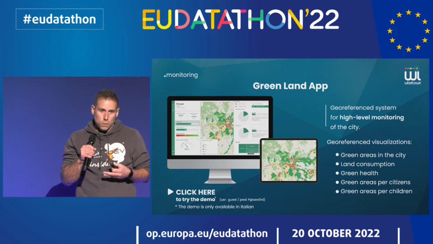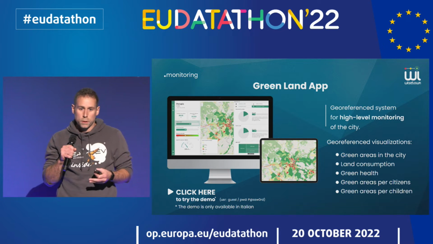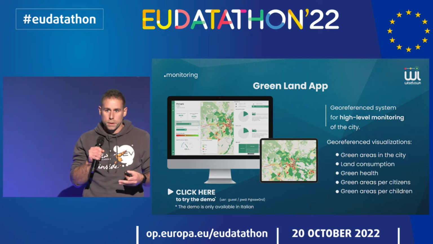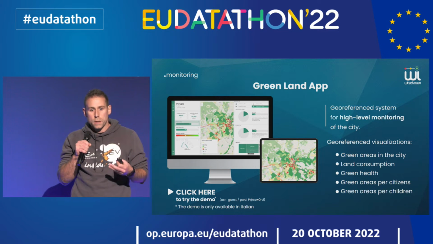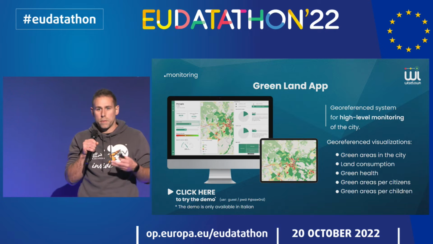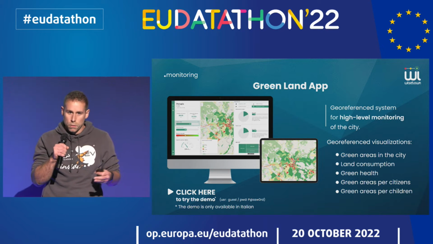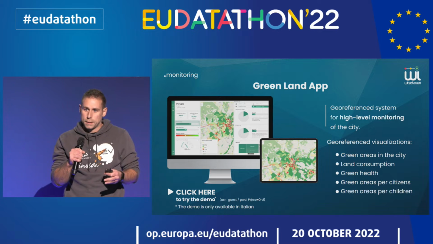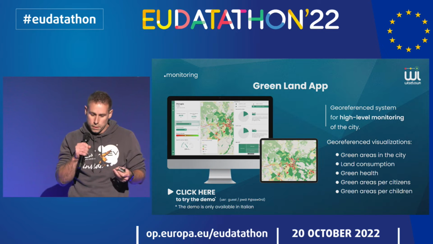But why did we start with the green? Because we believe that trees are the best tool that we have to fight pollution and climate change. With trees, we can reduce the peak of heat in the summer in cities. With trees, we can reduce the CO2 in cities. So we believe that a municipality that takes care of the trees and the green inside is a municipality that has a lot of happy citizens.